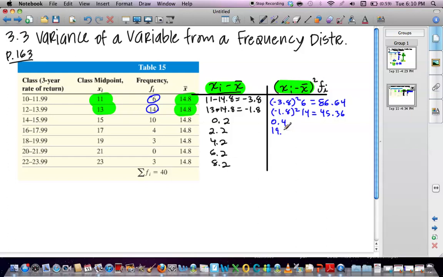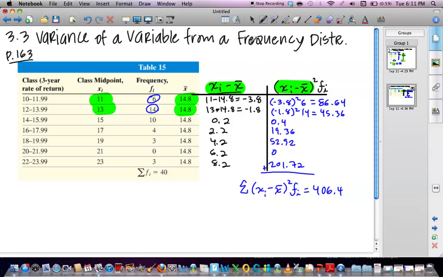This next one is 19.36. Then we've got 52.92, and then we've got 0 and 201.72. Then we're going to add up this column right here. That notation is the summation of x minus x bar squared times the frequency. We add all that up and we get 406.4.